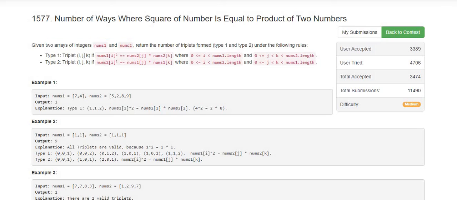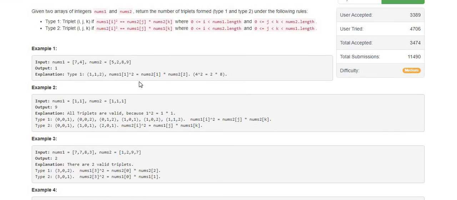If you consider a triplet i, j, k, it can be like this: you consider the element from nums1 whose square is equal to the product of the pair j and k from nums2. Or in type 2, it can be an element from the nums2 array whose square is equal to the product of a pair j and k from the nums1 array, so that its product has to be equal to the square of the other array's element. We have to count the number of triplets we can form.